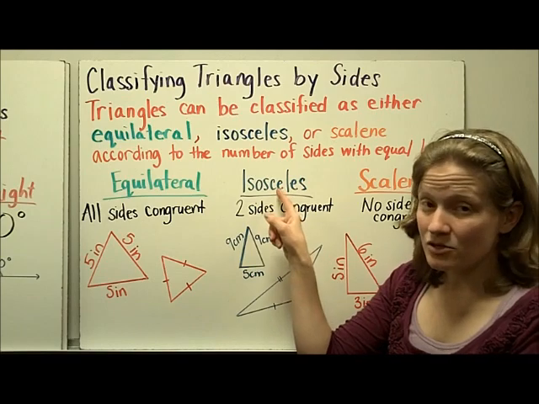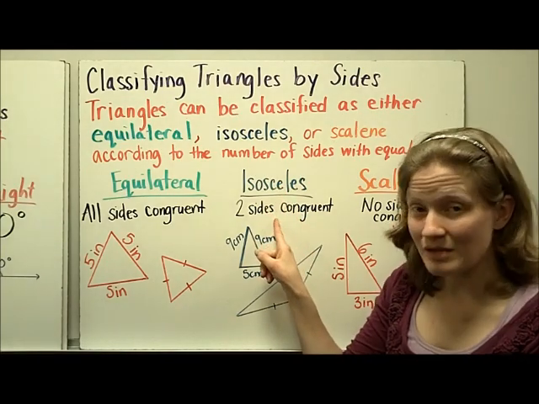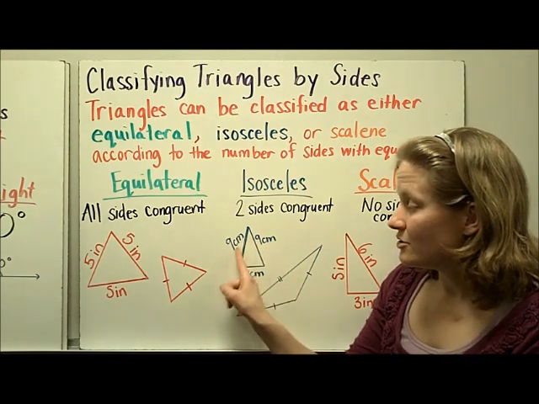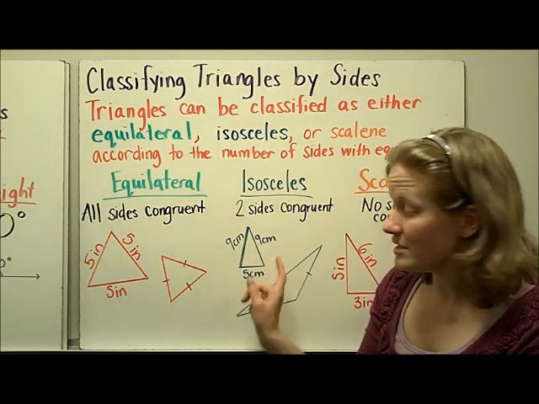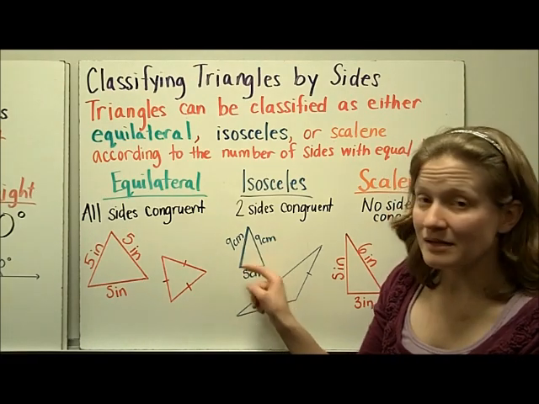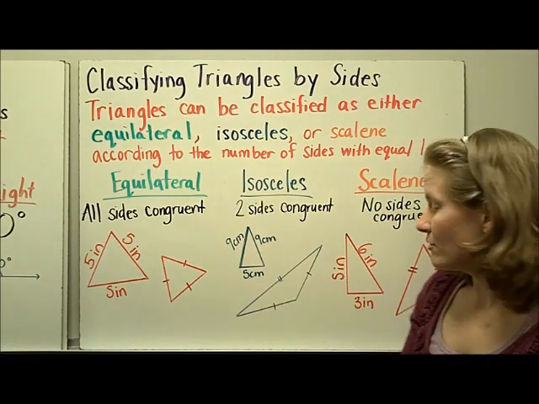An isosceles triangle has just two sides that are congruent. You can see here that this triangle has two sides equal to 9 centimeters each, and then one shorter side of 5 centimeters. So this is an isosceles triangle because two sides are congruent.